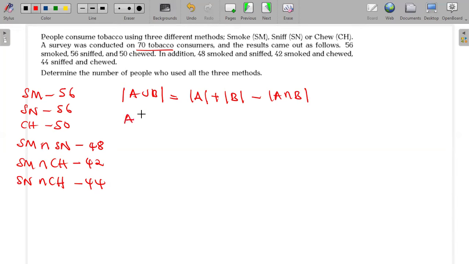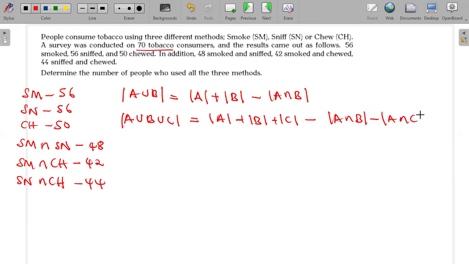Then if we had three sets, which is our case, A union B union C, that cardinality is going to be equal to the cardinality of A plus that of B, then that of C, and then minus, so you subtract the intersections between the two sets. That is, A intersect B, and then minus A intersect C.